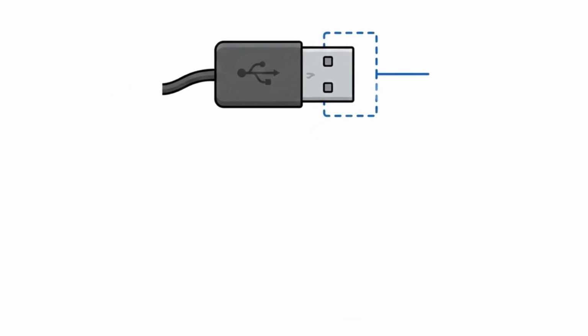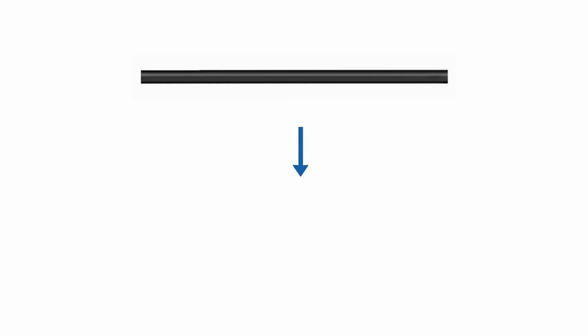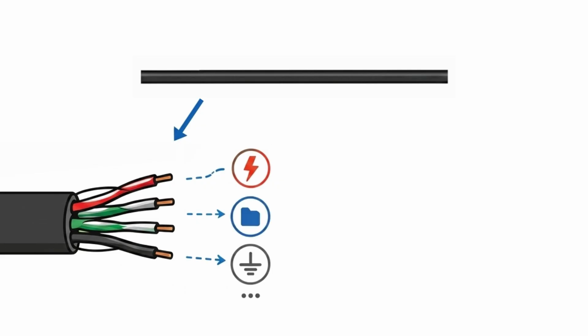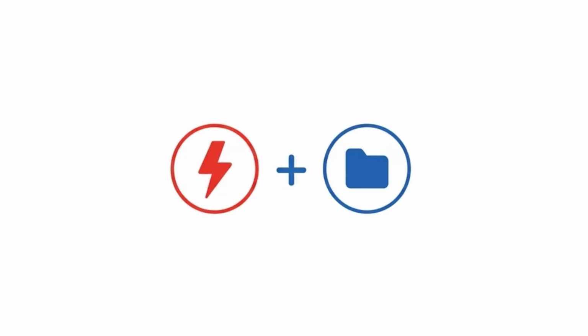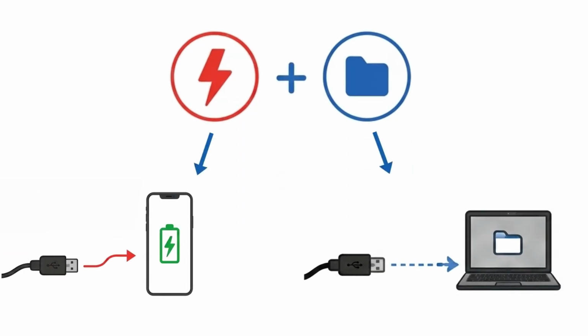At first glance, it looks like just one simple wire. But inside, it's more complex. There are actually multiple tiny wires running through it. Each of these wires has a specific job. Some are responsible for power, others are responsible for data. And this is where USB becomes powerful, because it does both at the same time. It delivers electrical power and it transfers information simultaneously through a single cable.